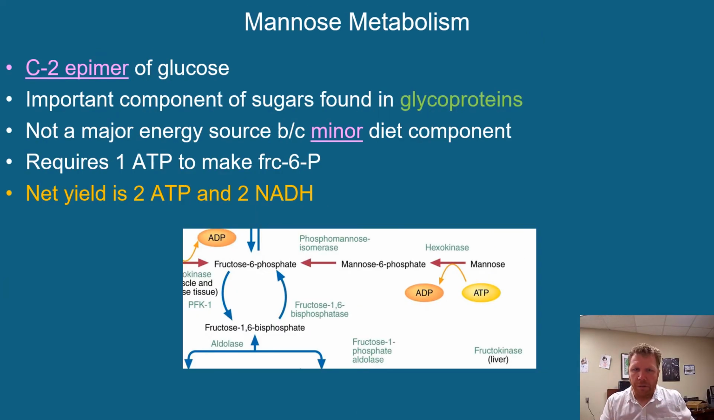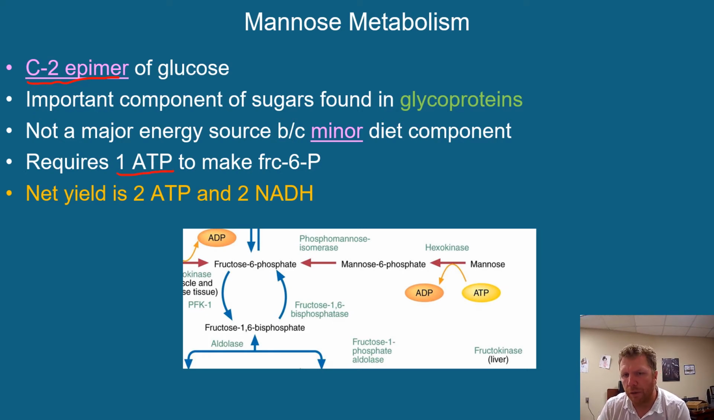Okay, mannose metabolism. Mannose is the C2 epimer of glucose. So we've got galactose, which is the C4 epimer, and mannose, which is the C2 epimer of glucose. Now this is an important component of sugars found in glycoproteins. So those are proteins that have sugars conjugated to them. Now, they're not a major energy source because they're a very minor dietary component. We're going to require 1 ATP molecule.